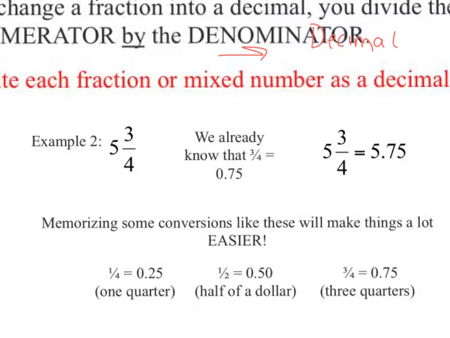So it's very important that you memorize some of these fractions, what their decimals are worth, because it makes it easier. You already know a lot of them. 1/4 is the same thing as a quarter, 0.25. 1/2 is half of a dollar, which is 0.50. 3/4 is 0.75. So knowing what the fractions equivalent of the decimal is going to help you much quicker get your answer.